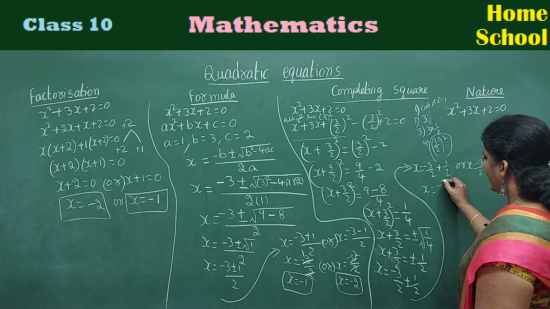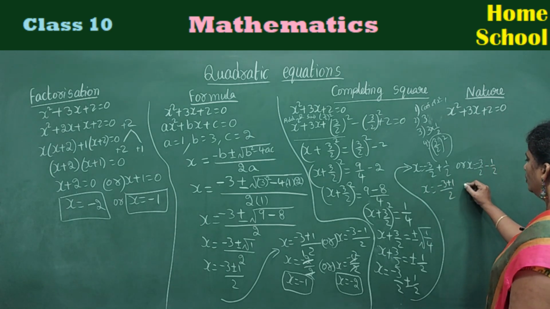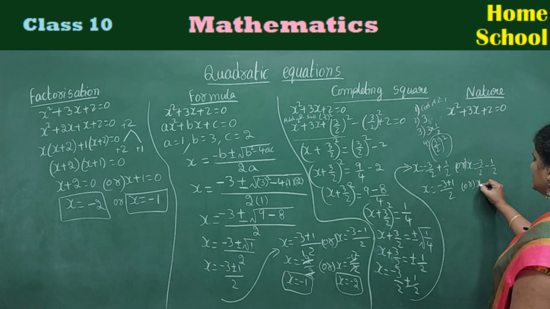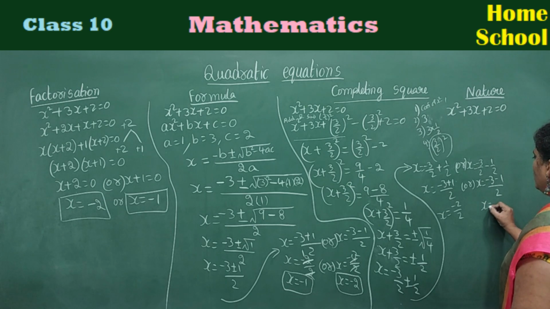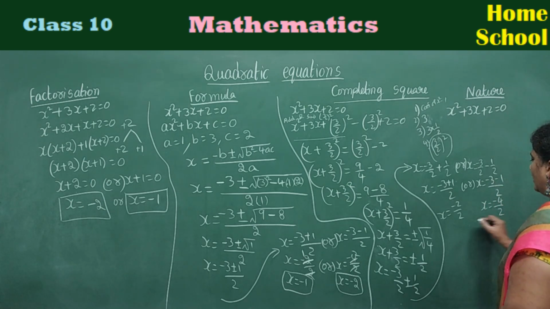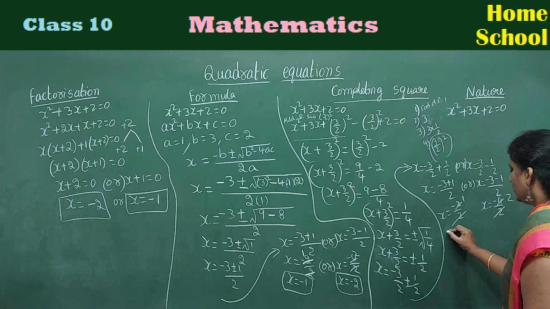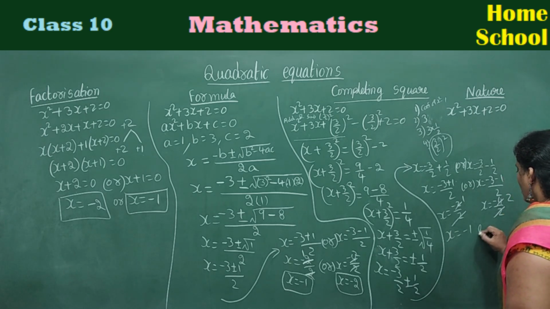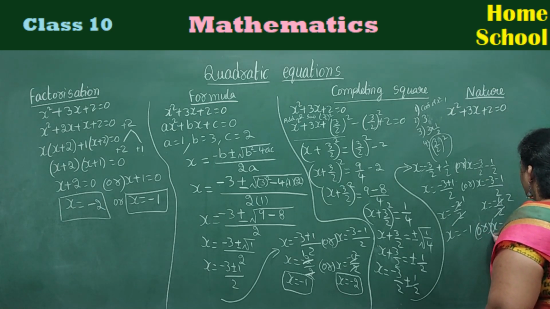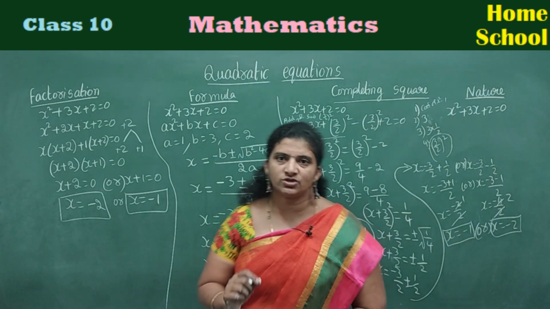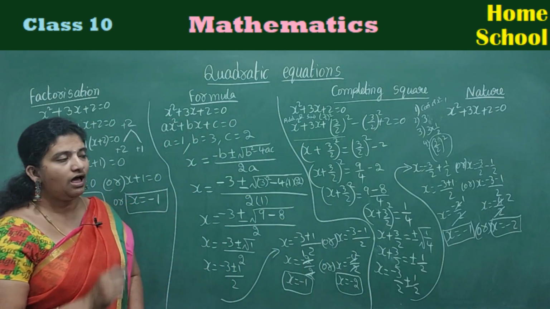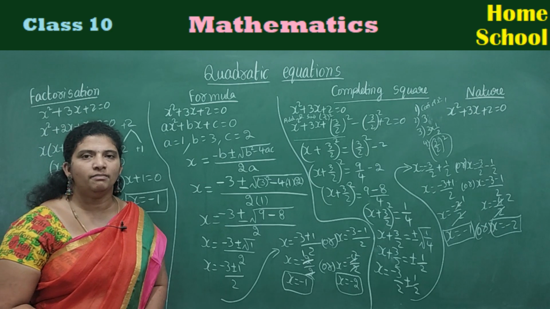x is equal to, LCM, minus 3 plus 1 by 2, or x is equal to minus 3 minus 1 by 2. Minus 3 plus 1 is minus 2 by 2, and here minus 3 minus 1 is minus 4 by 2. 2 ones, 2 2s. Therefore, x is equal to minus 1 or x is equal to minus 2. With a box, you need to end this answer. Therefore, the roots of the given quadratic equation are minus 1 and minus 2.